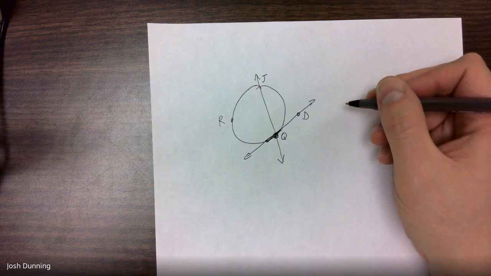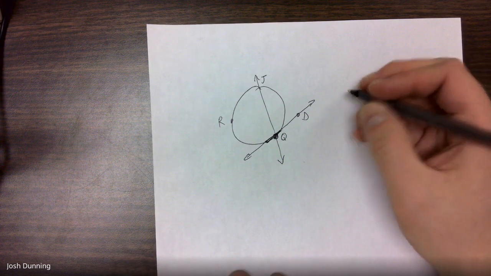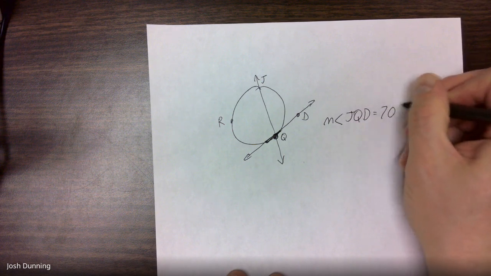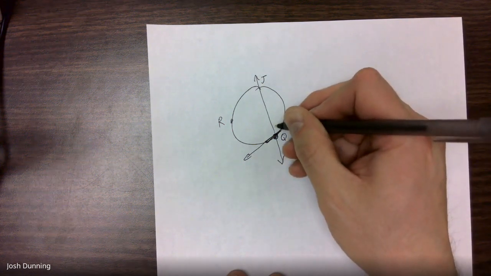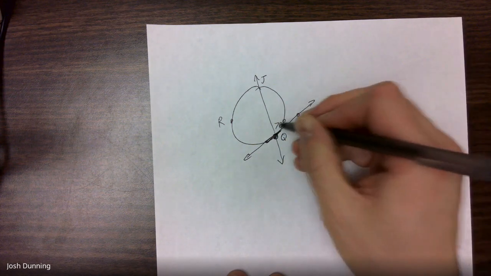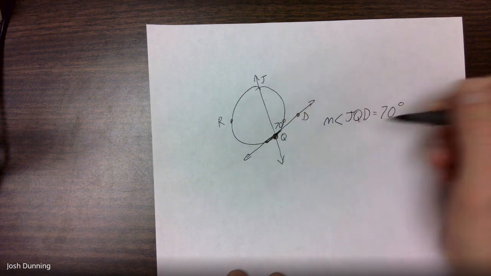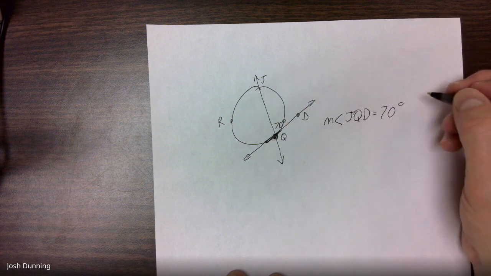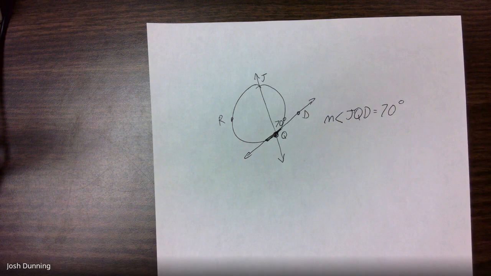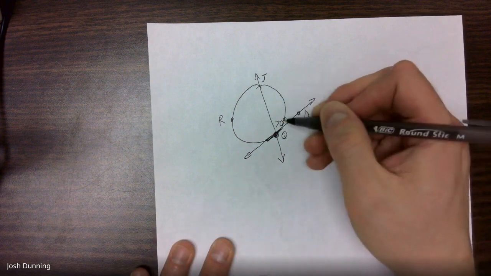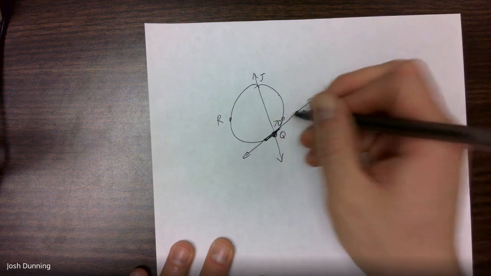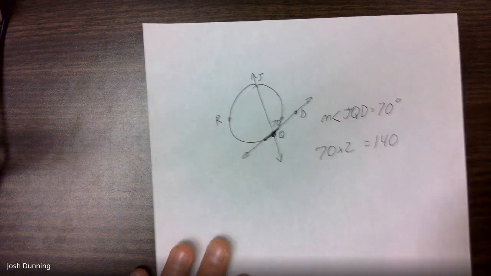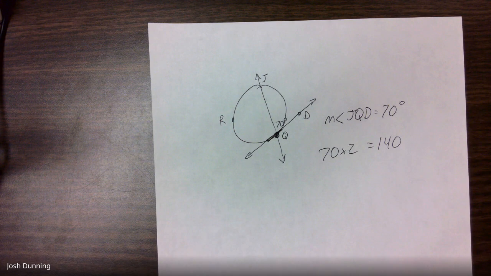All right. Now this one starts you out with the angle. So this one starts you out saying that this already is 70, and it wants you to go backwards and find arc QJ. This is just backwards. So instead of dividing the arc by 2 to get the angle, we times the angle by 2 to get the arc. 70 times 2, 140. Done.